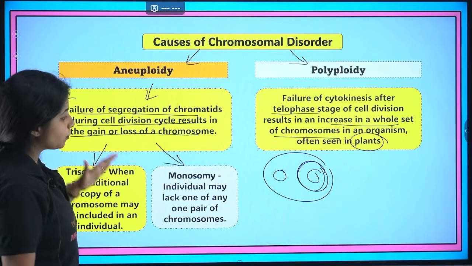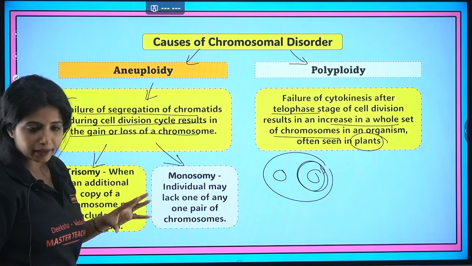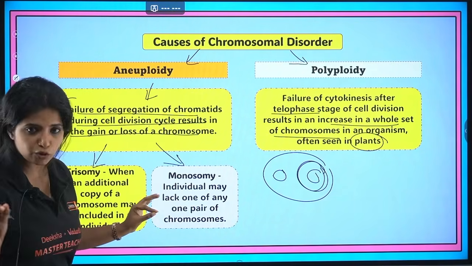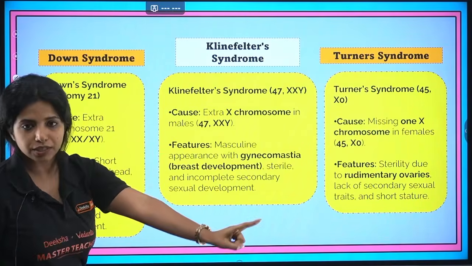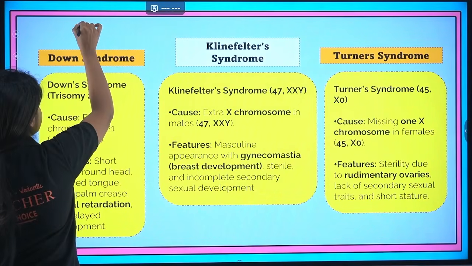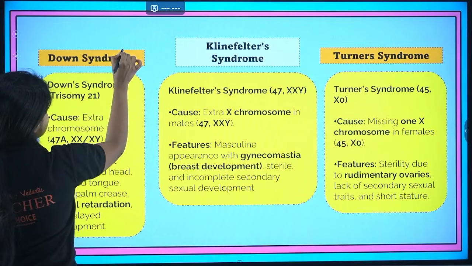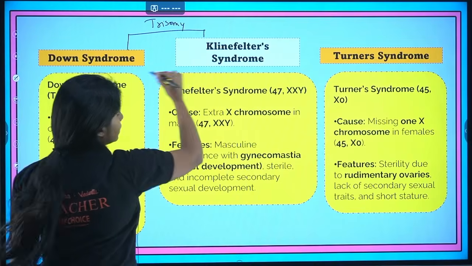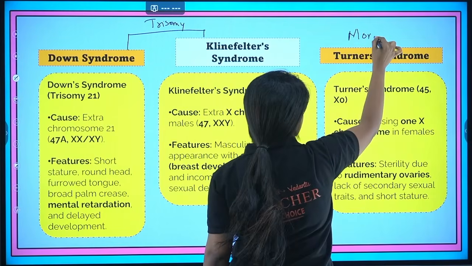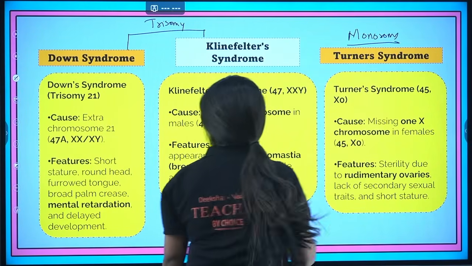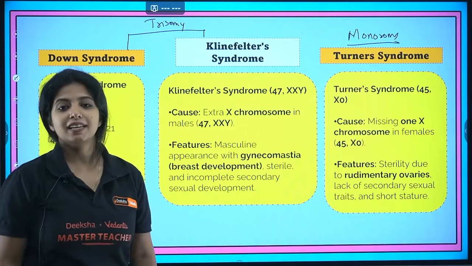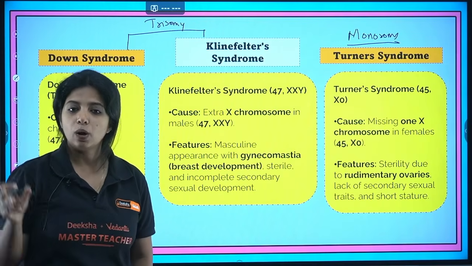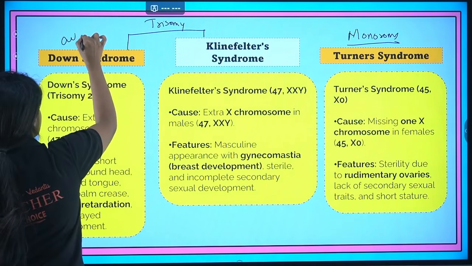Now aneuploidy, as I told you, is failure of segregation of chromatids during cell division, either gain or loss. If gain, trisomy; if loss, monosomy. Now listen to me carefully. You have these three diseases. Both of them are going to be examples of trisomy. This one is going to be an example of monosomy. Down syndrome. It is an autosomal chromosomal disease, or you say it is autosomal trisomy.